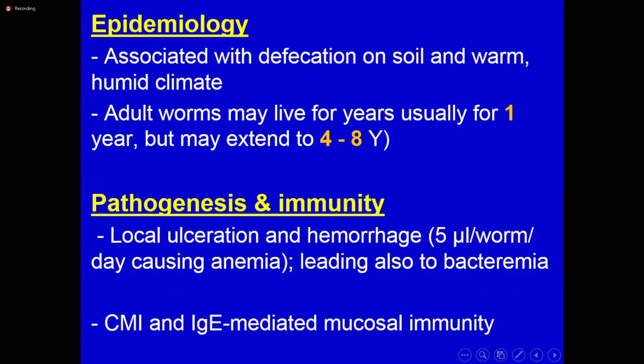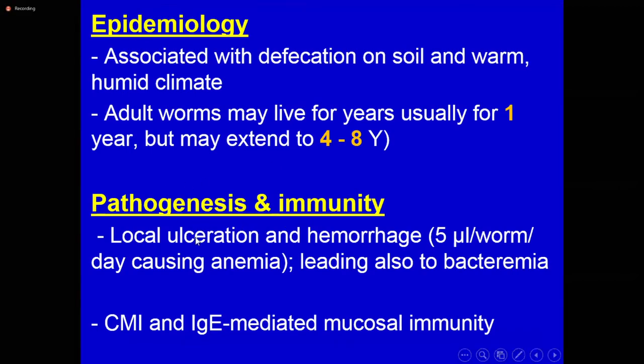Epidemiology: infection is associated with defecation in soil. You know, some people in farms defecate in the soil. An adult worm can usually live for about 1 year in the large bowel, but sometimes it can extend up to 4 to 8 years. So it's a long time.